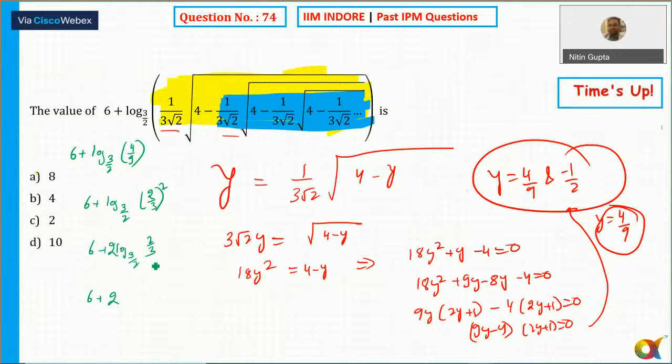And what is this? Can I say 2 by 3 is 3 by 2 raised to power minus 1? Reverse it and 3 by 2 to the power minus 1 will come. So I can say log of 3 by 2 raised to power minus 1 to the base 3 by 2. So I'll get this equal to 6 minus 2, which is equal to 4. And the correct answer is 4, option number B.